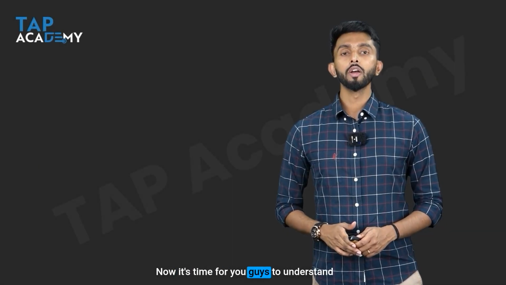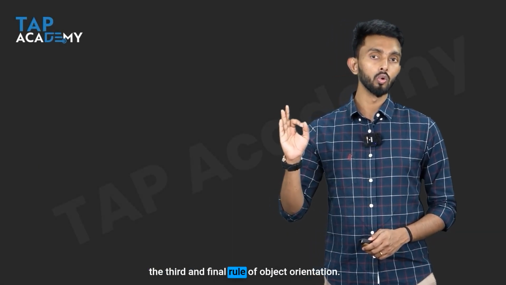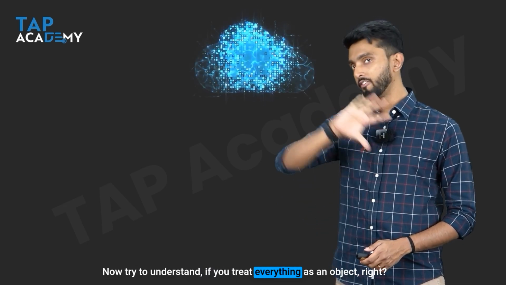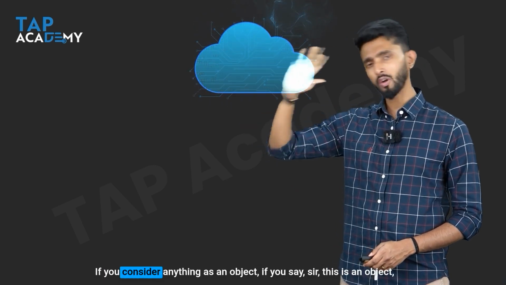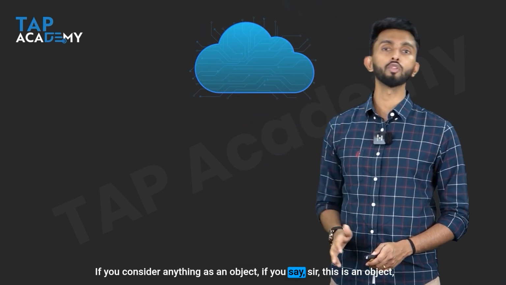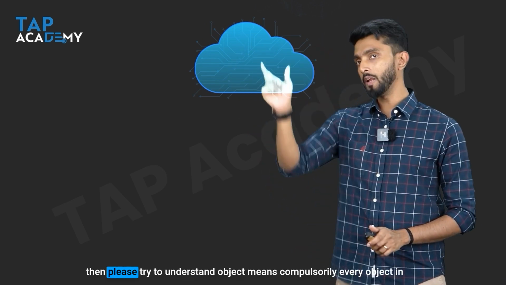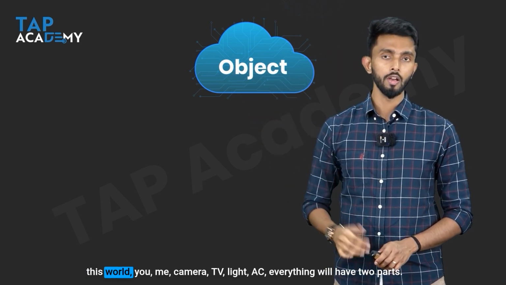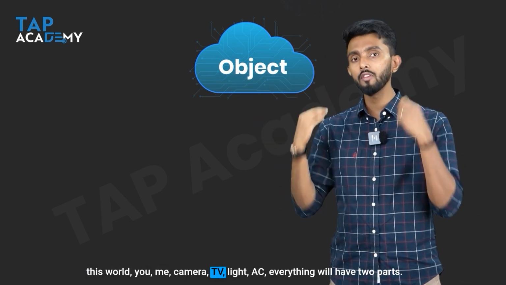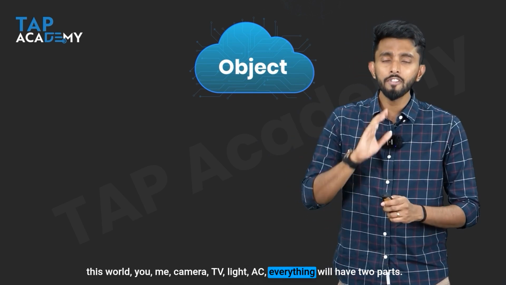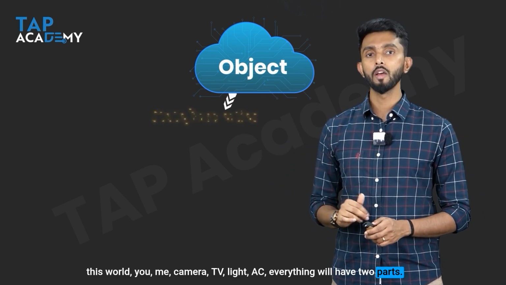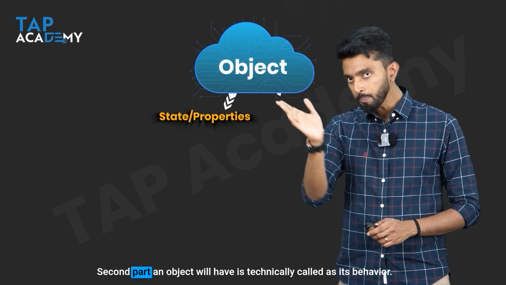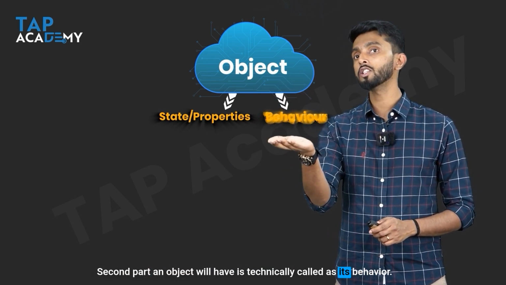Now it's time for you guys to understand the third and final rule of object orientation. Now try to understand. If you treat everything as an object, if you consider anything as an object, if you say, sir, this is an object, then please try to understand, object means compulsorily every object in this world, you, me, camera, TV, light, AC, everything will have two parts. First one is called as the state or properties. Second part an object will have is technically called as its behavior.